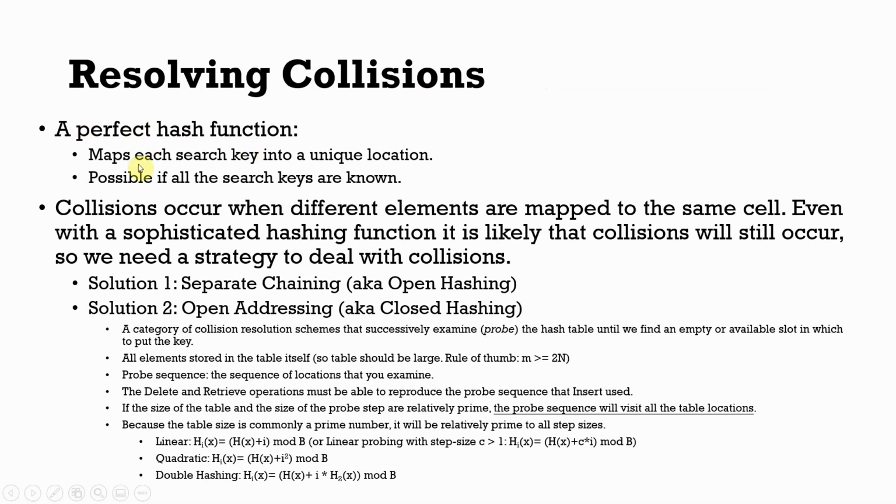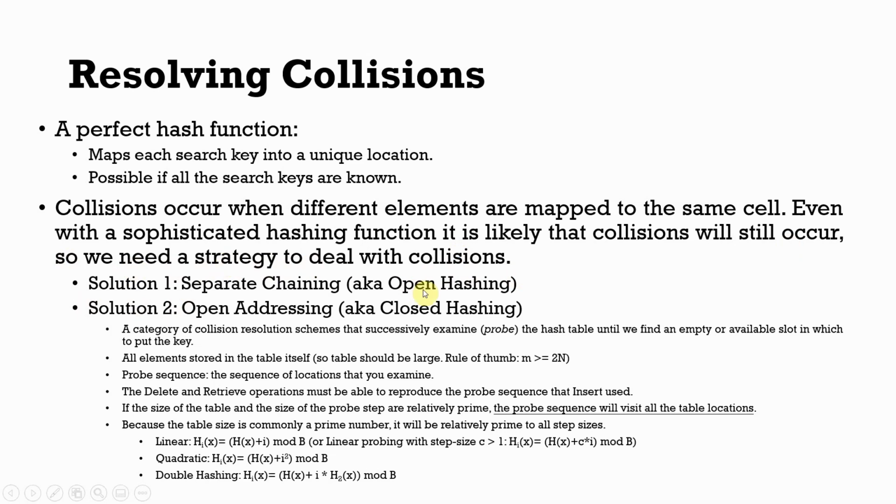A perfect hash function maps each search key into a unique location. It's possible if all the search keys are known and the range is very small. Collisions occur when different elements are mapped to the same cell, same location, same bucket, same slot. These are different terms used for the same thing. Even with a sophisticated hashing function, it is likely that collisions will still occur, so we need a strategy to deal with them.